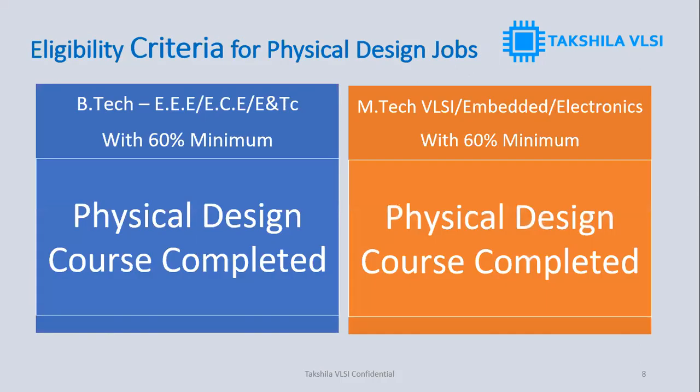So let's see what is the eligibility criteria for physical design jobs. Either BTech with following branches with 60% in academics plus physical design course completion, or MTech with following specialization with 60% in academics plus any physical design course completion. So either BTech or MTech. This is a requirement and required courses. You should be holding a degree in any one of these, EC or EEE.